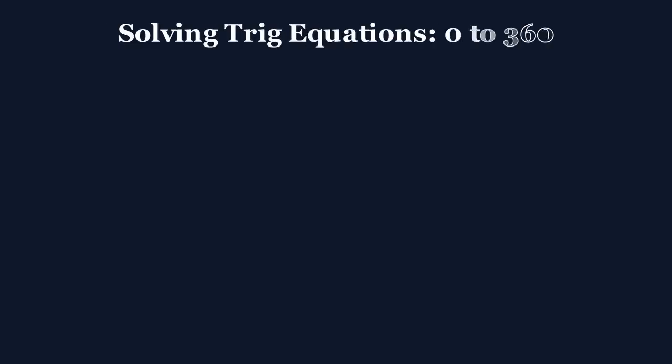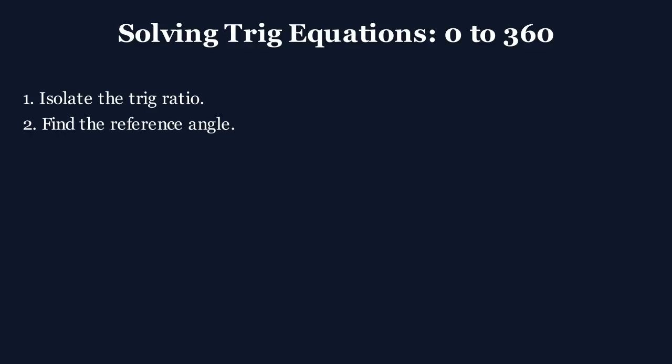To solve trig equations from 0 degrees to 360 degrees, use 3 steps. First, isolate the trig ratio. Second, find the reference angle. Third, choose the quadrants where the ratio has the correct sign.